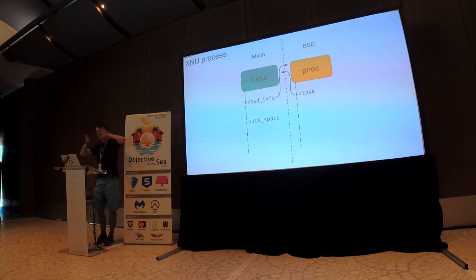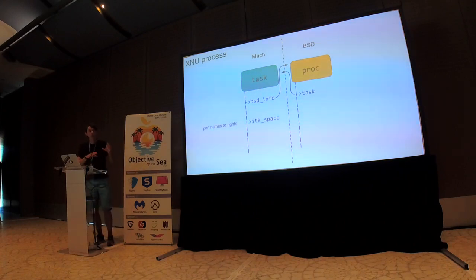So they both have separate responsibilities in terms of the areas of the system that they manage. On the Mach side, we had Linus's talk earlier about Mach ports and about how Mach port names can be difficult to use, and that all lives under this ITK space, which is the per task, not per process, way of mapping port names to rights. So it's what goes from Linus's 41, 42, or whatever port name, to struct ipc_port.